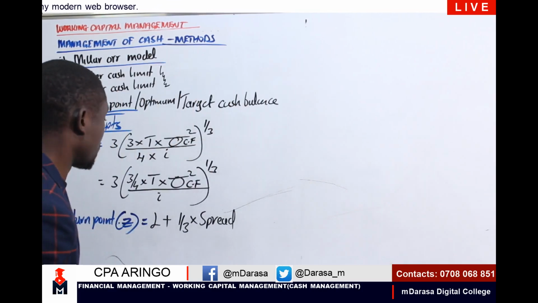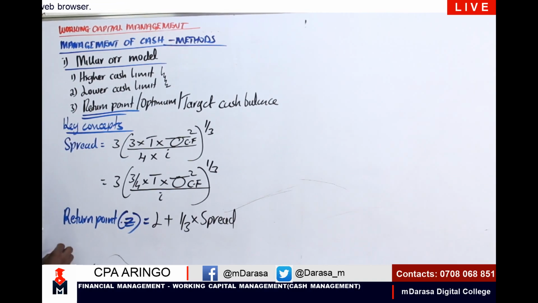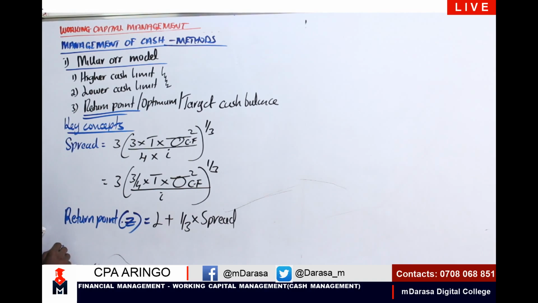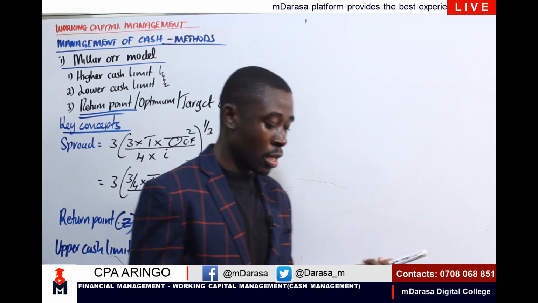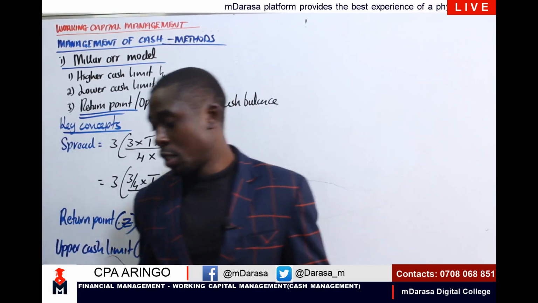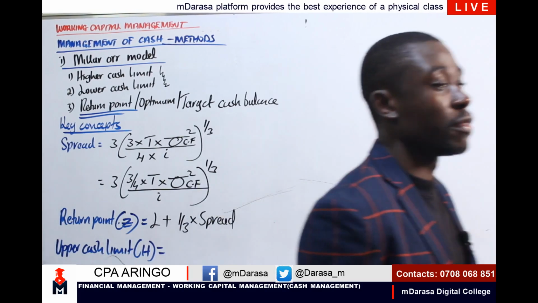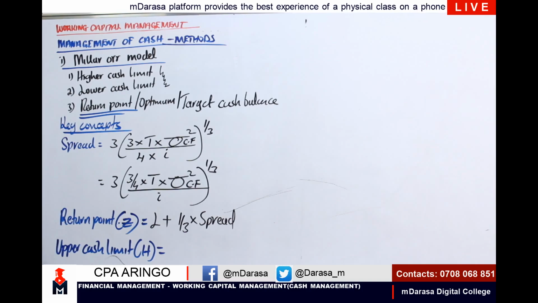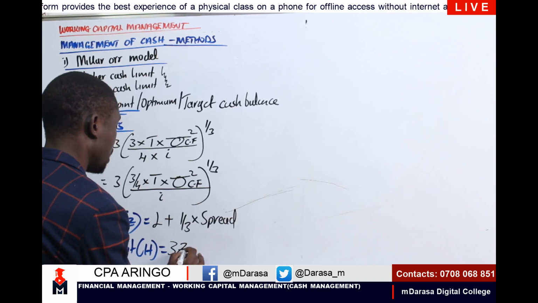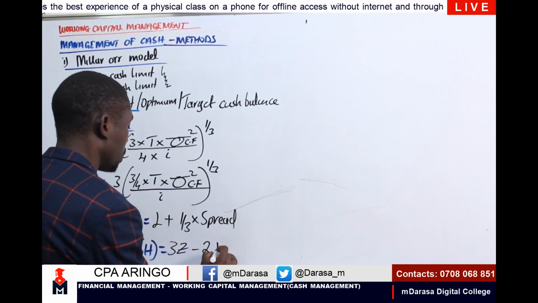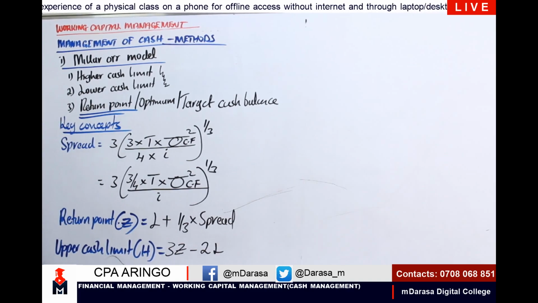Then once I'm able to master that, another key element that you should know is how we determine our upper cash limit, which in this case you have as H. That will be very simple, my good student, because so long as I've determined our spread, the spread will enable us to summarize almost all these elements. So to determine our upper cash limit, I'll be talking of 3 times Z minus 2 times what? Our lower limit. That will give us our upper cash limit.